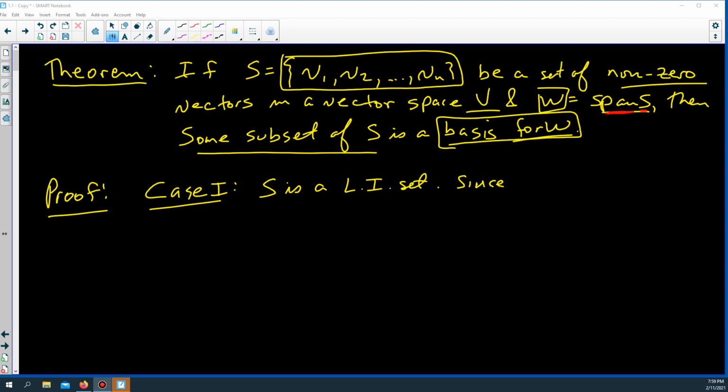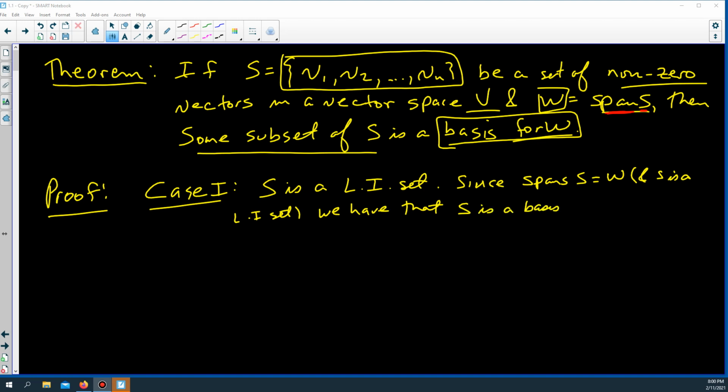Since the span of S equals W, and S is a linearly independent set, we have that S is a basis for W. Okay.